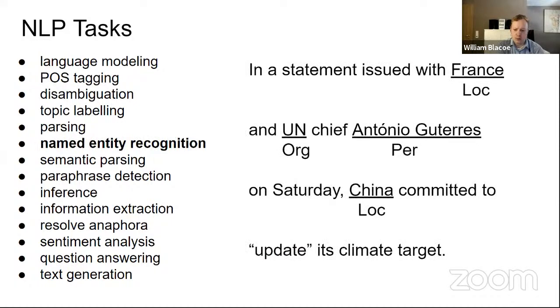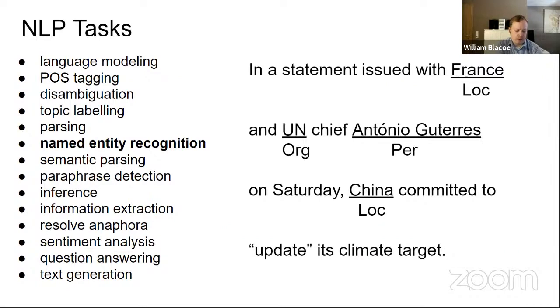Parsing is what I mentioned earlier, assigning that tree structure to a sentence. Named entity recognition is something you want when you want to find all the documents that talk about some interaction between France and China at a United Nations meeting. And so you want to find automatically all the locations, all the organizations, and all the persons, and whatever other entity type you're looking for in documents, so that you can more easily and quickly query them for that.